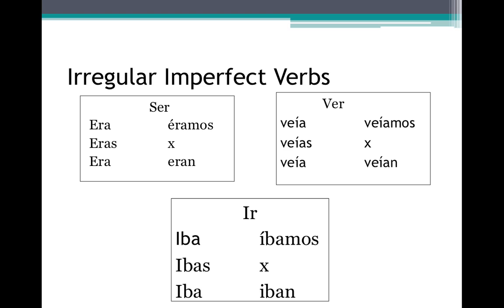It's a lot to take in one day, isn't it? Yet there's more. See? On ver, which ones are accented? On ver, all of them are accented. Only nosotros on ser and ir. Ver has all of them. All right, we good to go?